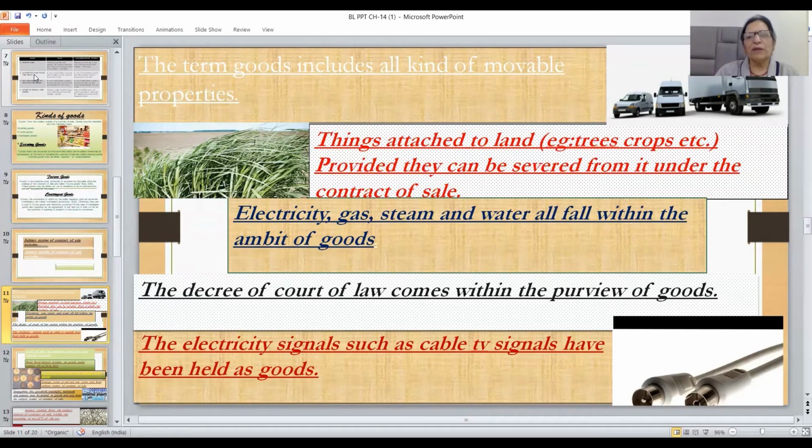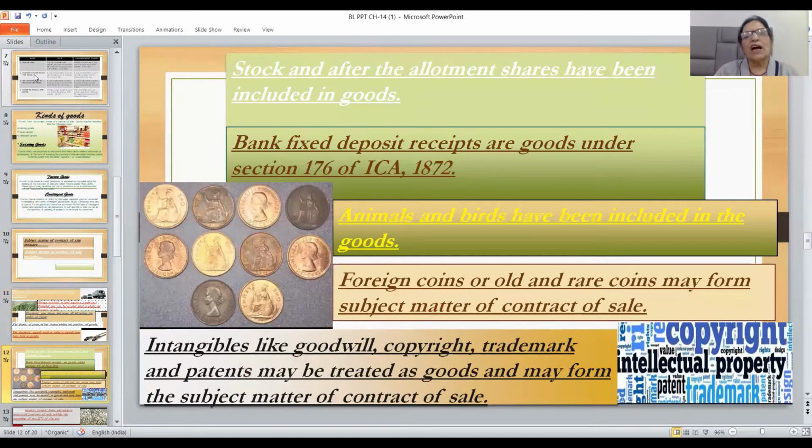First is movable property. The contract of sale is always concerned with movable property. Things attached to land, trees, crops, electricity, gas, steam, water, the decree of the court. Decree is the order of the court. That is also within the purview of goods. Electricity signals such as cable TV signals have also been regarded as goods. And then stock and after the allotment, shares have also been included in the category of goods.